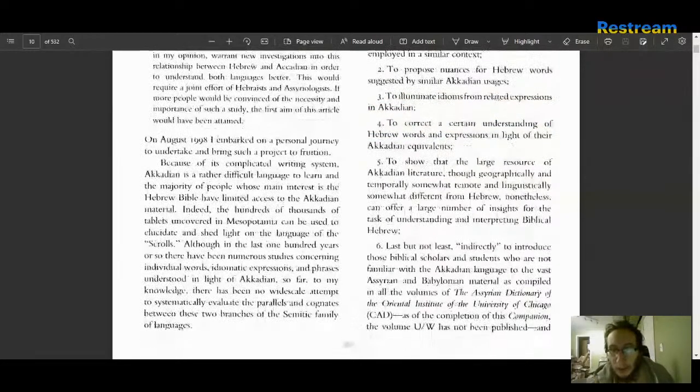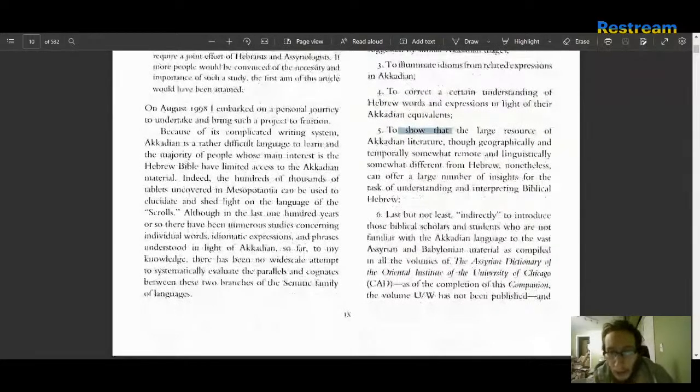To show that the large resource of Akkadian literature, though geographically and temporally somewhat remote and linguistically somewhat different from Hebrew, nonetheless can offer a large number of insights for the task of understanding and interpreting Biblical Hebrew. Last but not least, indirectly, to introduce those biblical scholars and students who are not familiar with the Akkadian language to the vast Assyrian and Babylonian material as compiled in all the volumes of the Assyrian dictionary.